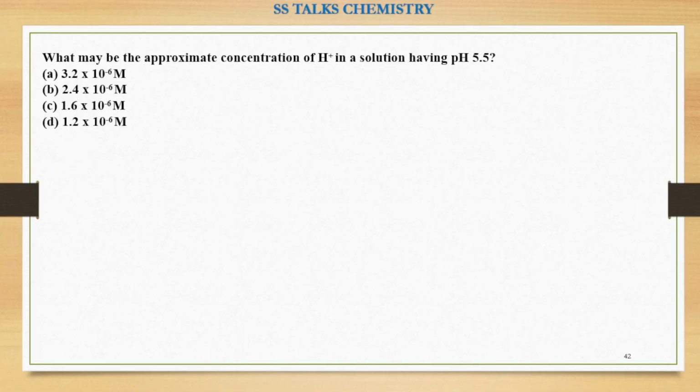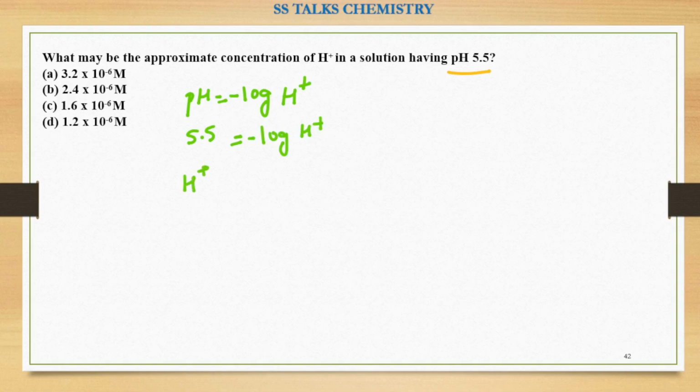Okay, so it says, what will be the approximate concentration of H positive in a solution having a pH of 5.5. Very easy question I gave. So pH, we know, is nothing but the negative log of H positive. The pH value is given to us as 5.5. So this is negative log of H positive. So from here you just have to find the H positive concentration, which is antilog of minus 5.5.